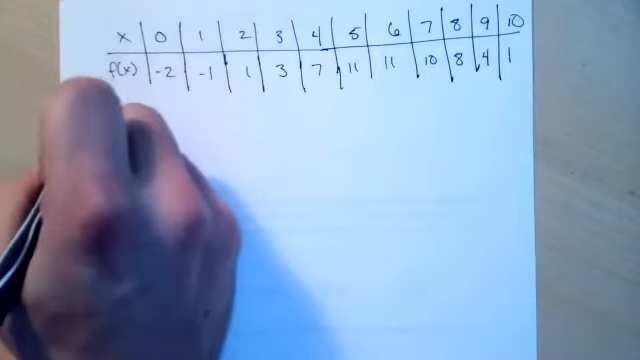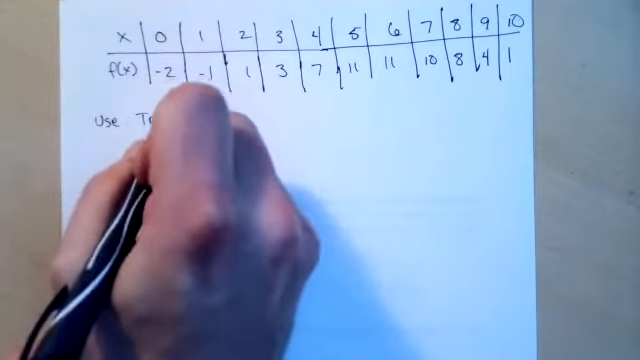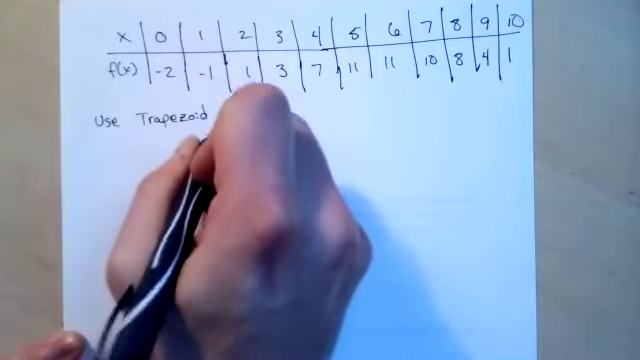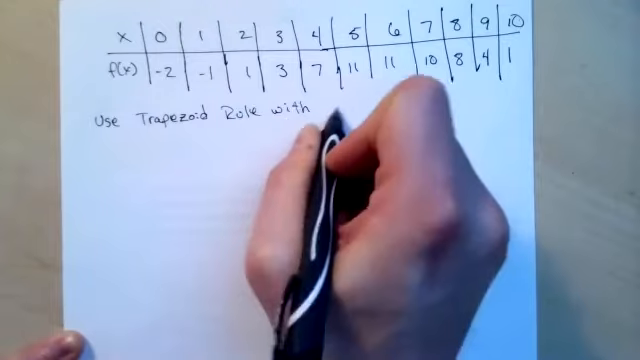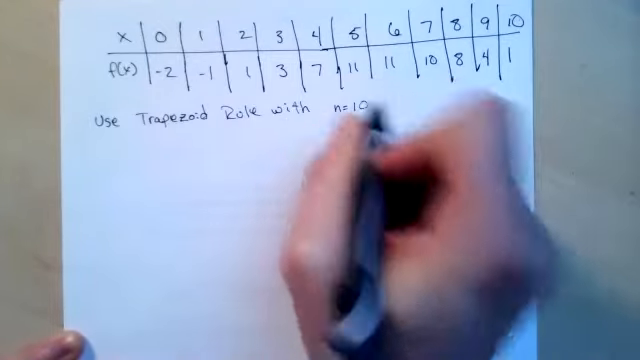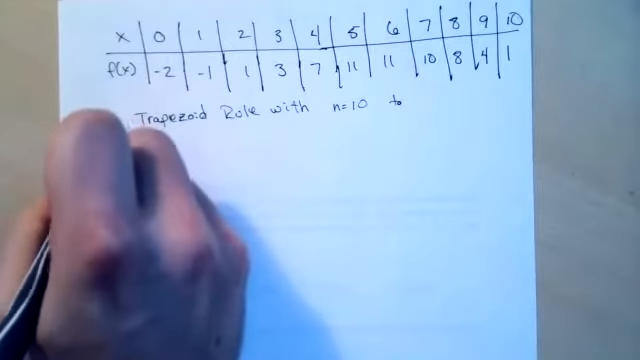So let's say use trapezoid rule with n equals 10 to approximate the integral.